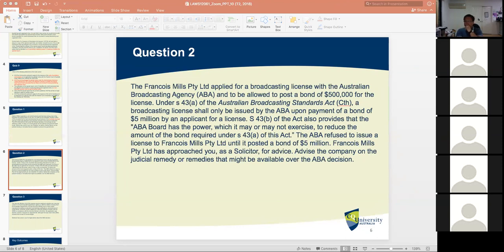Francois Mills Pty Ltd applied for a broadcasting license with the Australian Broadcasting Agency, ABA, and asked to be allowed to post a bond of $500,000 for the license. Under Section 43A of the Australian Broadcasting Standard Act (Commonwealth), a broadcasting license shall only be issued by the ABA upon payment of a bond of $5 million by an applicant for a license. Section 43B of the Act also provides that the ABA board has the power, which it may or may not exercise, to reduce the amount of the bond required under Section 43A of this Act.